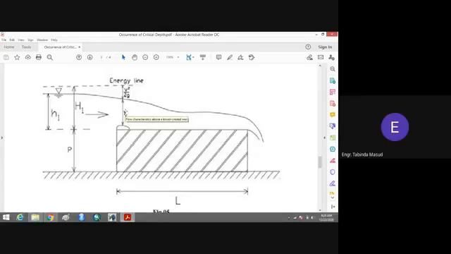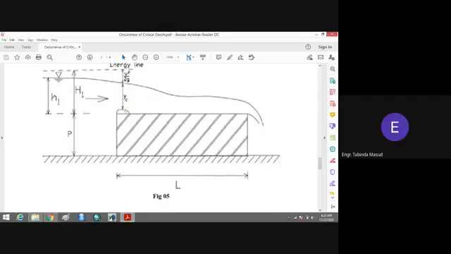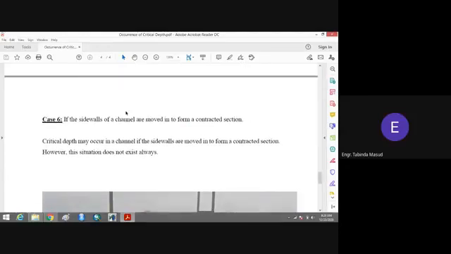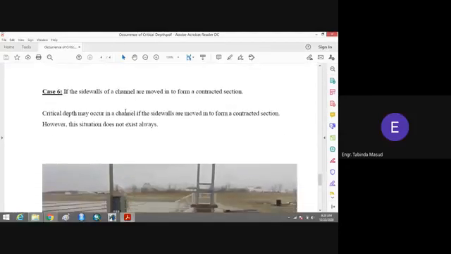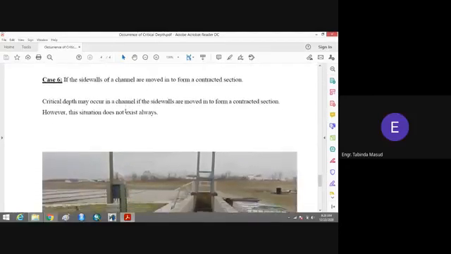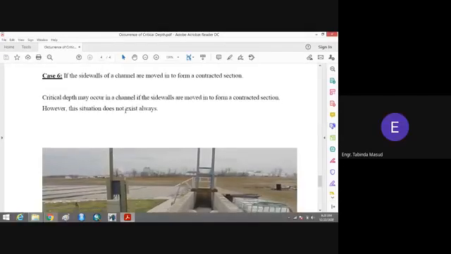Because once you know the depth of the flow over the weir, you can easily find the discharge in a channel. So normally the humps or the weirs are designed in such a way to have the critical depth over the weir. This is the last case: if the side walls of a channel are moved in to form a contracted section.